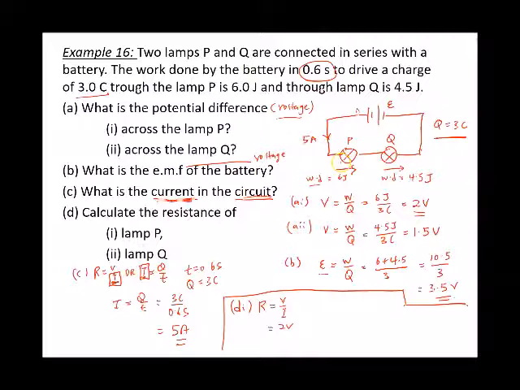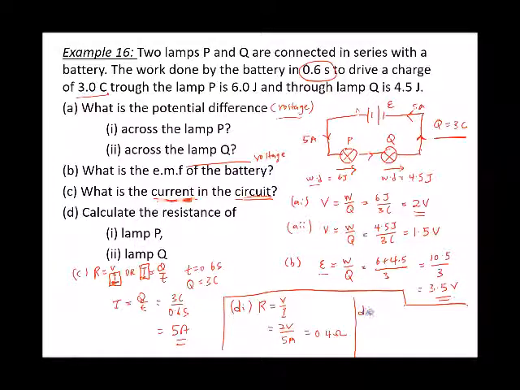This current doesn't change. The current here, here and here is all 5 ampere. This is the current flowing into the circuit. So you get 2 volts divided by the current of 5 ampere, and your answer is 0.4 ohm. So this is for P.